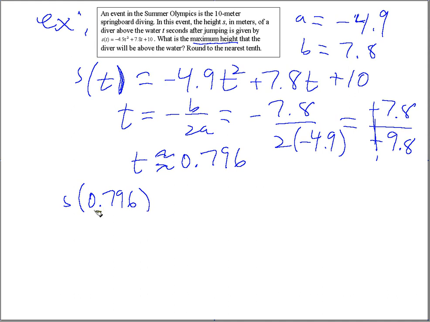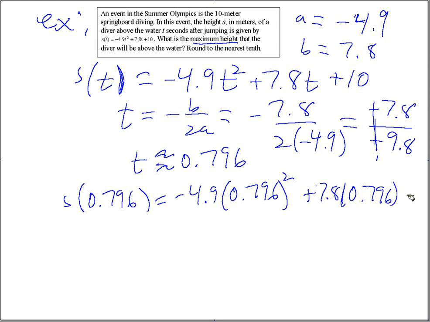So S of 0.796, plugging that in for t, you're going to get negative 4.9 times 0.796, or 0.8 if you want to use that, squared, plus 7.8 times 0.796 plus 10. Punching it out on the calculator and rounding to the nearest tenth, I get approximately 13.1 meters above the water as the maximum height of the diver based on this quadratic function. So again, all we do is just find the y-coordinate of the vertex if we want to find the maximum height.